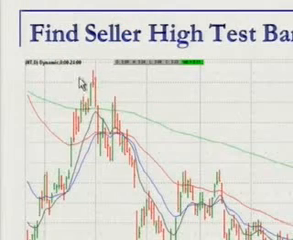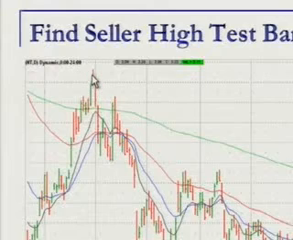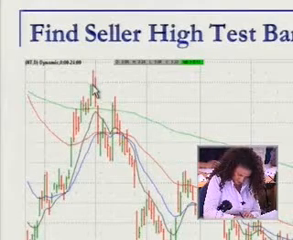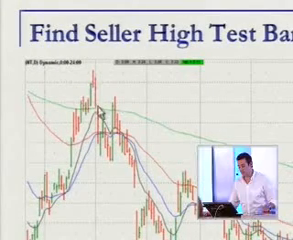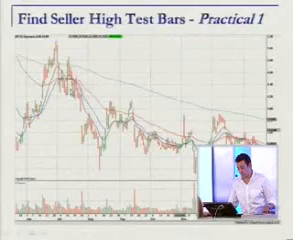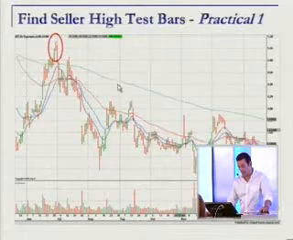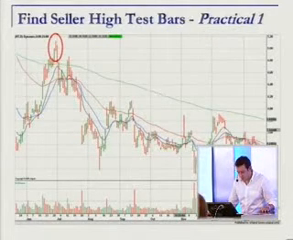Yeah, that's exactly it. It's straight on there. So it opens, high tests up and closes just lower than the open. Look what happens to the price after that. It just rockets down. So absolutely right. The first one's there. Let's have a look at the second one.